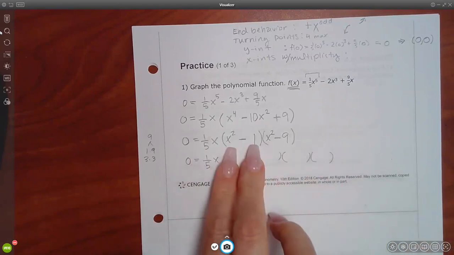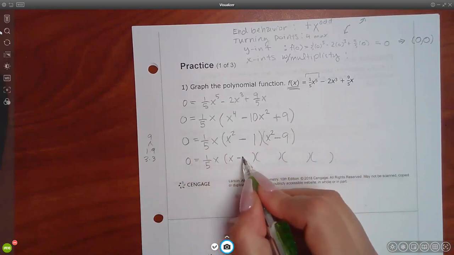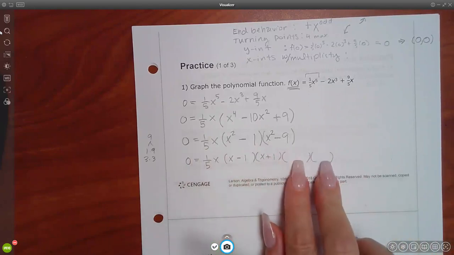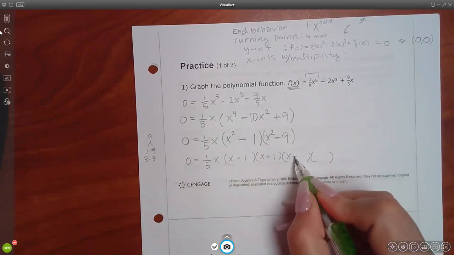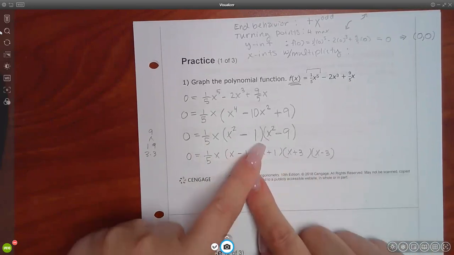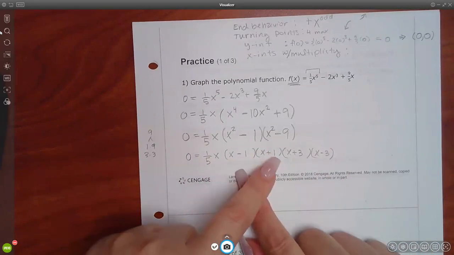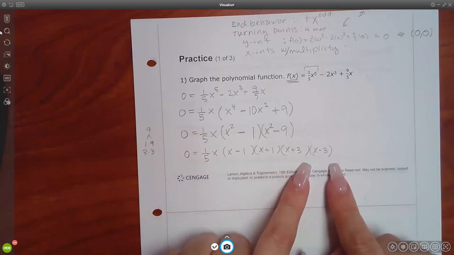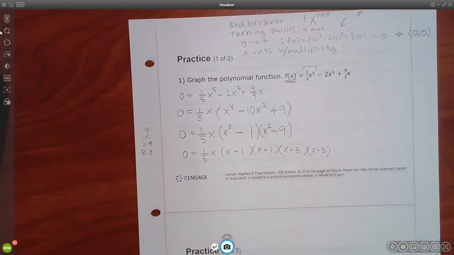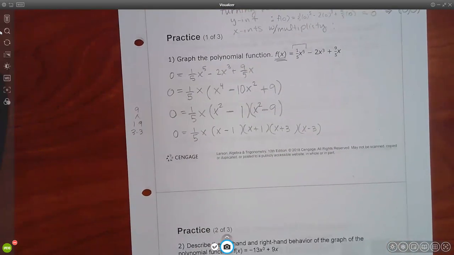So this one is going to break up into x minus 1 and x plus 1. And this factor is going to break up into what? X plus 3 and x minus 3. Again, it doesn't matter what order you put them in. It does not matter. Okay. Notice we put the plus first and the minus here, right? It doesn't matter. Just as long as you got one with the plus and one with the minus.